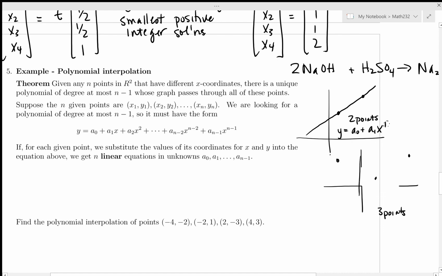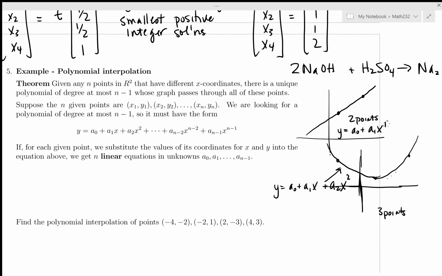I can find a unique polynomial. Let me just see if I can get how it's going to look. Probably it bottoms out around here. So it's going to look like that. I'm going to get a unique quadratic, whose equation will be like this: a0 plus a1x plus a2x squared. So that'll be the unique second degree polynomial that goes through the 3 points.